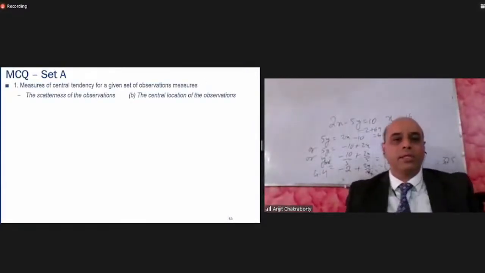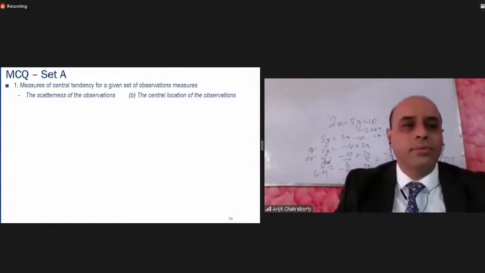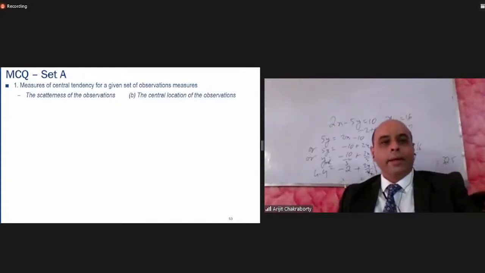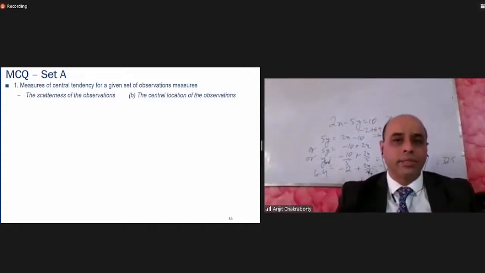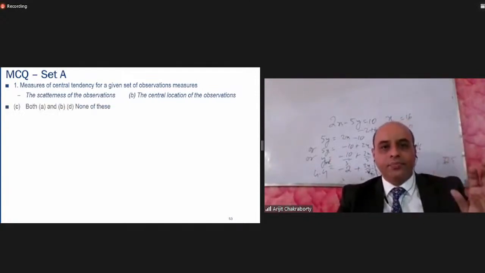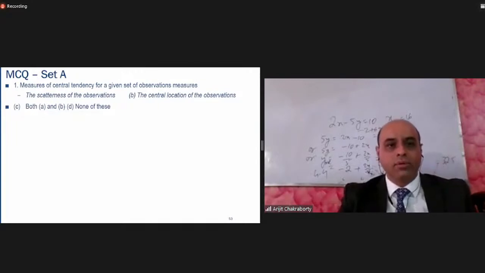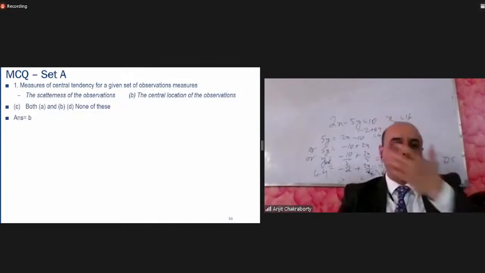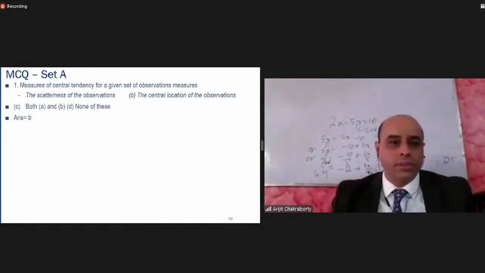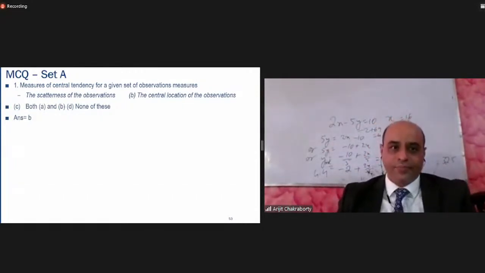So now, coming to the last part, we will take examples from the MCQ set A. Looking at set A, yes, 4.40. Thank you, Priyanka. Measures of central tendency for a given set of observations measure what? A, scatteredness? B, the central location? C, both A and B? D, none of these? Well, central tendency will always try to find the central location of the observations. So option B is correct.